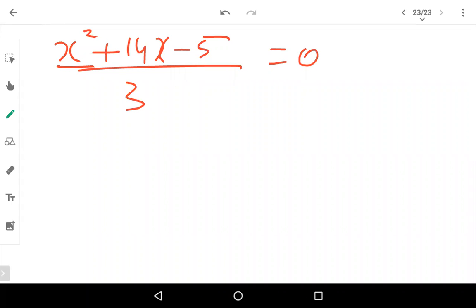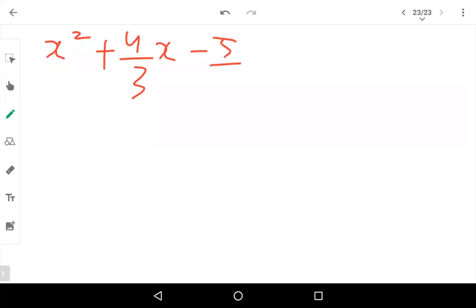Yeah, I think the LCM we have done is not correct. The LCM part is not correct. So what you got, x square minus 4 by 3, we'll take this as plus 4 by 3 x minus 5 by 3 is equal to 0. Here you don't have anything, right? You don't have anything for x square.